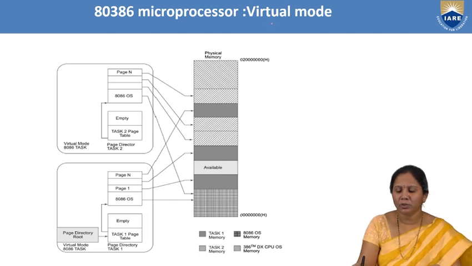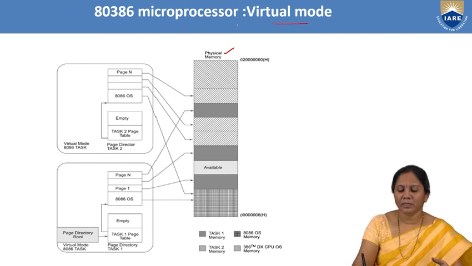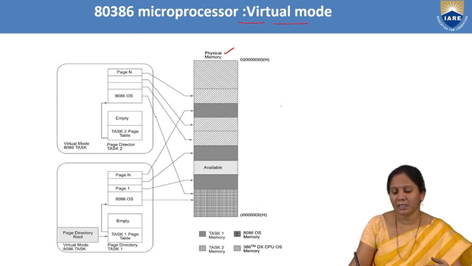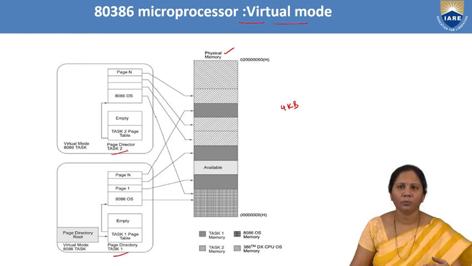Now, when the 80386 microprocessor is operating in the virtual mode, if we consider this to be the physical memory, multi-tasks can be executed by using this physical memory. Each page capacity is around 4 KB only. Here this is task 1 and this is task 2. The 2 tasks consist of different parameters, and these 2 tasks can share this physical memory. So multi-tasks can be performed by using the same physical memory. This is how the 80386 microprocessor operates during virtual mode.